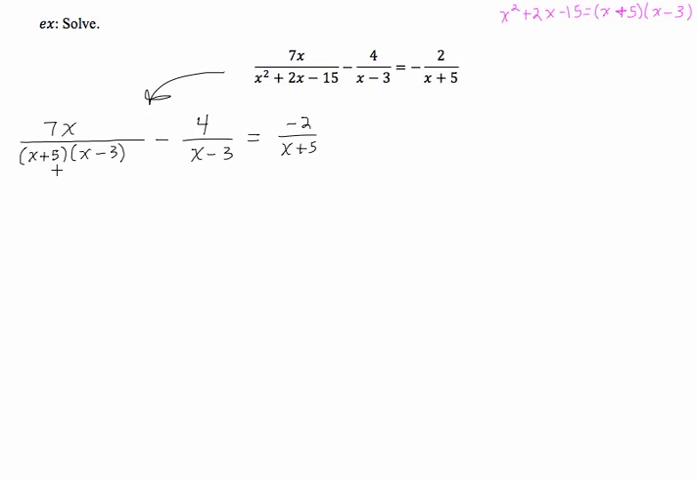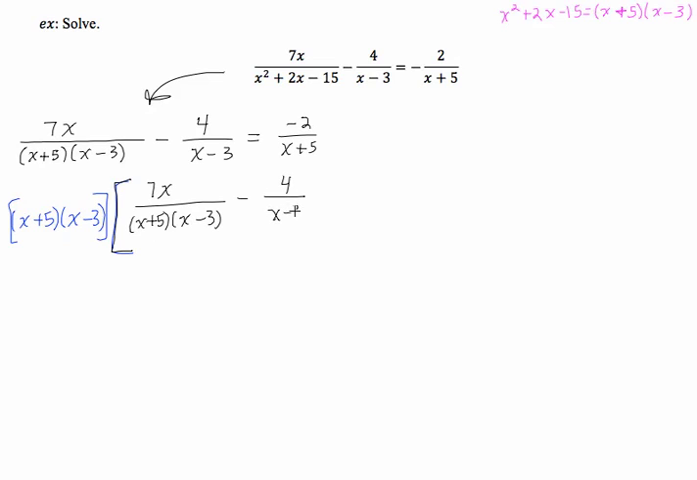So we're going to multiply all three parts here by x plus 5 and x minus 3. Okay, that's like one big group there. All times the left side here, so that's all times 7x over x plus 5 times x minus 3, just recopying, minus 4 over x minus 3, equals, now on the right side we have to multiply it too by x plus 5 and x minus 3, and that is times negative 2 over x plus 5. Okay, now we distribute and simplify.